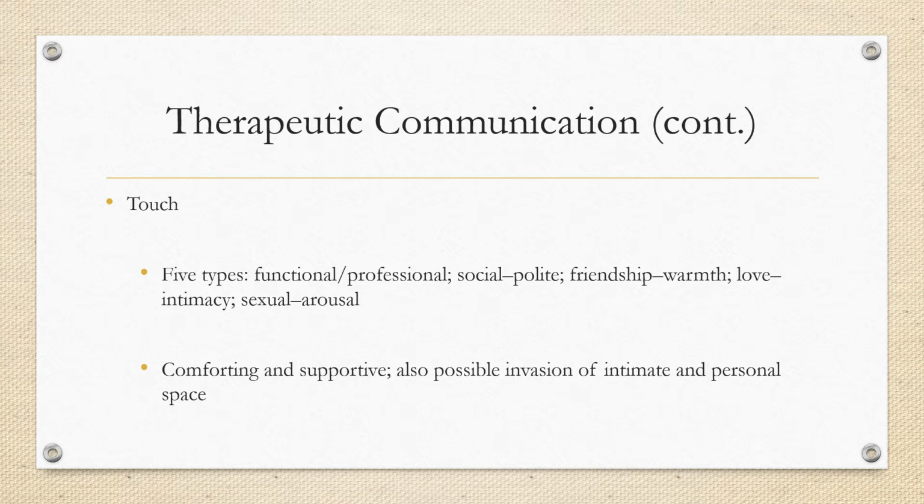Therapeutic communication includes 5 types of touch. Functional professional touch is used in examinations and procedures. Social polite touch is used in greeting, like a handshake or an air kiss. Friendship and warmth touch would be a hug and greeting, an arm around the shoulders, or slapping someone on the back. Love intimacy touch includes tight hugs and kisses between lovers or close relatives, and sexual arousal touch is used by lovers.